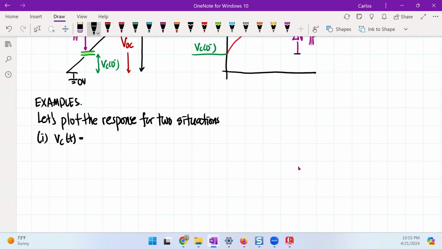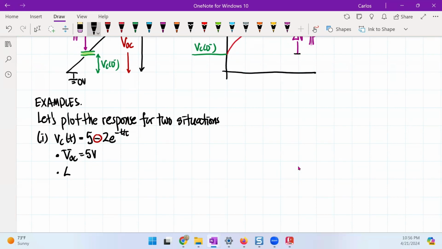So if I look at this, imagine that I have a response that looks like 5 minus 2 e to the minus t over tau. The first thing you should note is that I have a minus sign. The fact that there's a minus sign means that it's climbing. That means that there's an increase in voltage. So the first thing I note is that this tells me that VOC must be 5 volts.